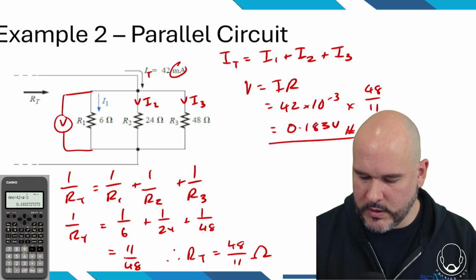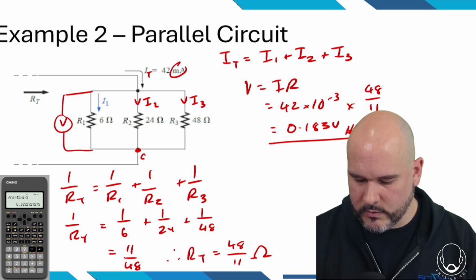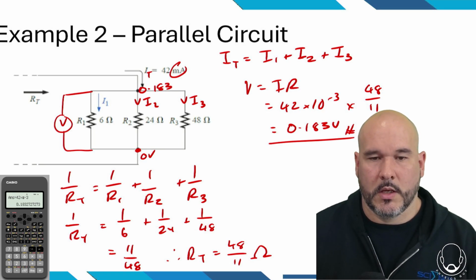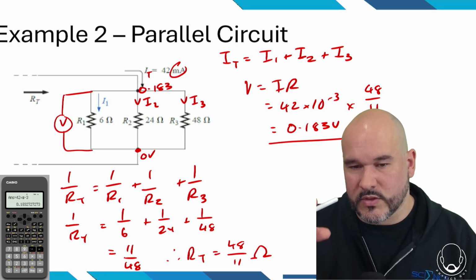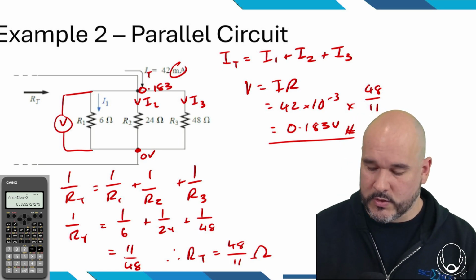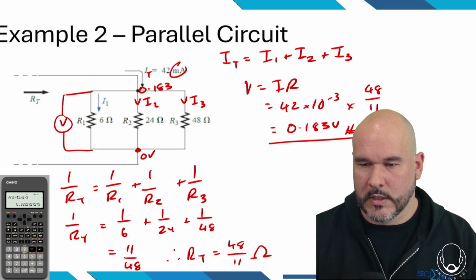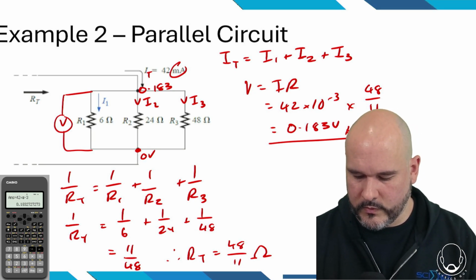So that's the voltage, let's just assume down here is 0. So that's the voltage up here, 0.183. Therefore, across each branch we have 0.183 volts, so we can find the current through each one. I might just get rid of this stuff down here now.